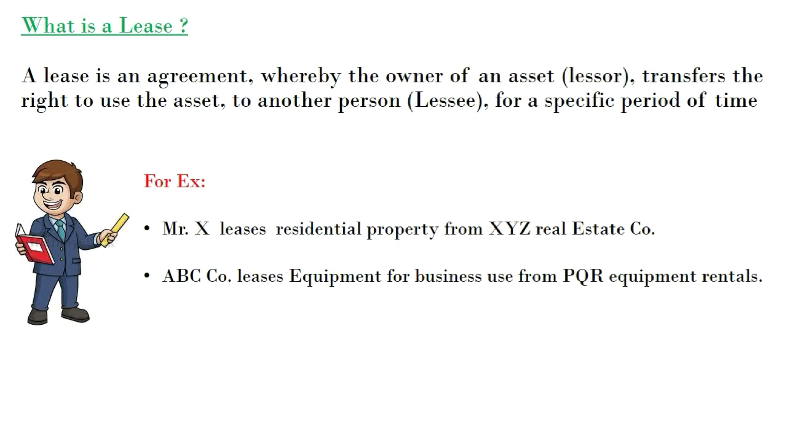So we'll consider some examples of leases. Now, Mr. X leases a residential property from XYZ real estate company, which is a common form of lease. Here, Mr. X is the lessee and XYZ real estate company is the lessor. Similarly, ABC company leases equipment for business use from PQR equipment rentals. So here, ABC company is the lessee and PQR equipment rentals is the lessor.